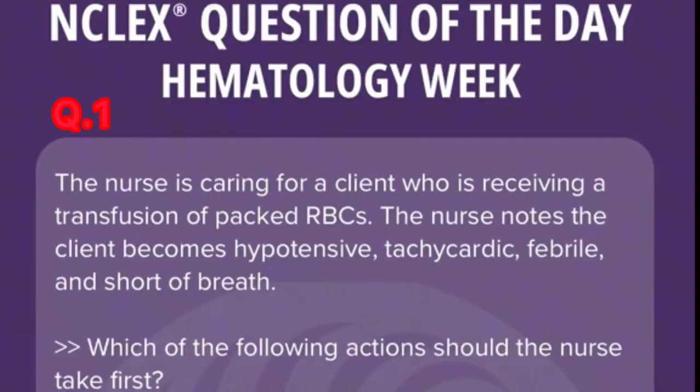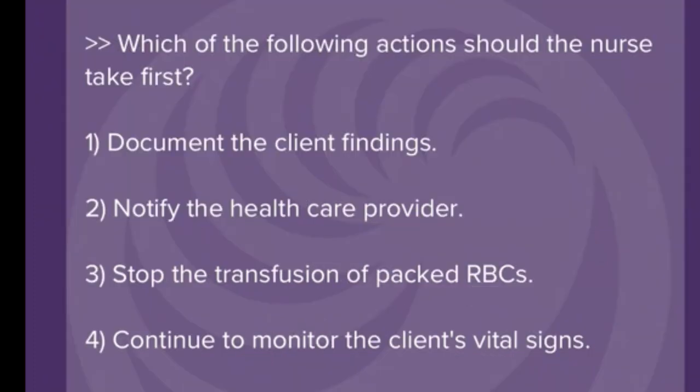The nurse is caring for a client who is receiving a transfusion of packed red blood cells. The nurse notes the client becomes hypotensive, tachycardic, febrile, and short of breath. Which of the following actions should the nurse take first? Be sure and drop your answer in the comments. Option 1, document the client findings. Option 2, notify the healthcare provider. Option 3, stop the transfusion of packed red blood cells. Option 4, continue to monitor the client's vital signs.